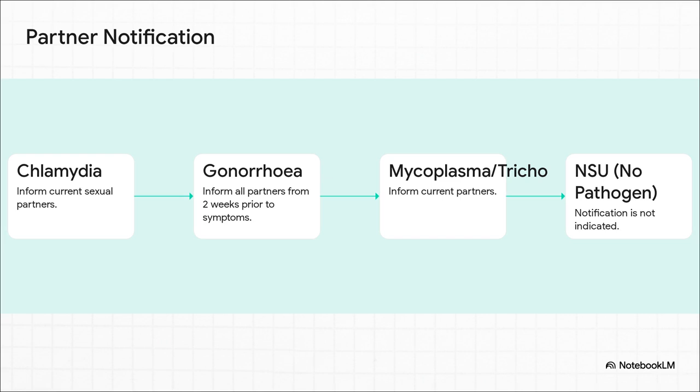For Chlamydia, Mycoplasma, and Trichomonas, you're focused on current partners. But for gonorrhea, you need a longer look-back period, all partners from 2 weeks before symptoms started. And importantly, if you end up with a diagnosis of non-specific urethritis, partner notification isn't recommended.